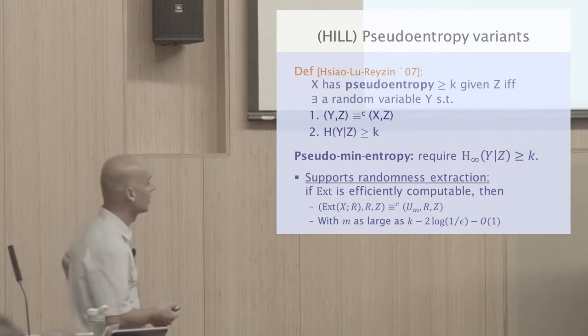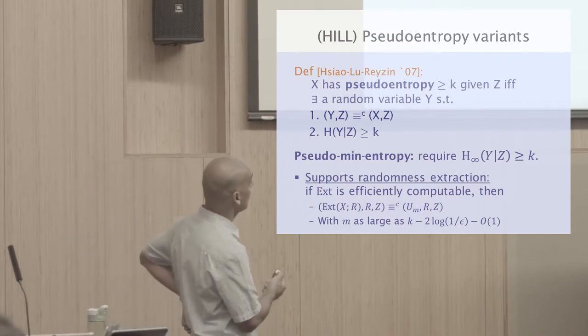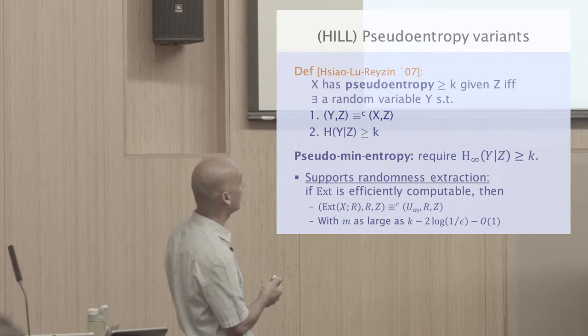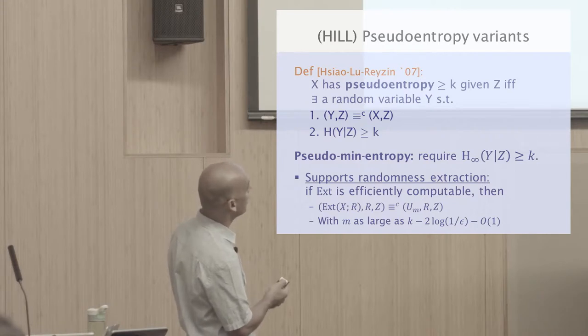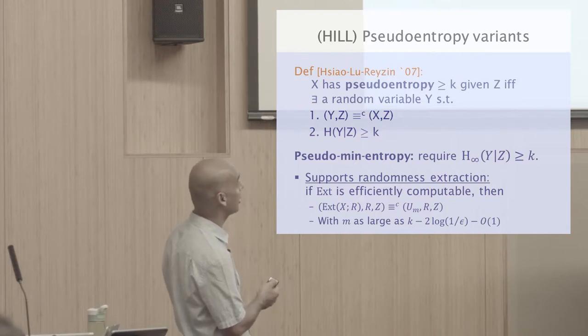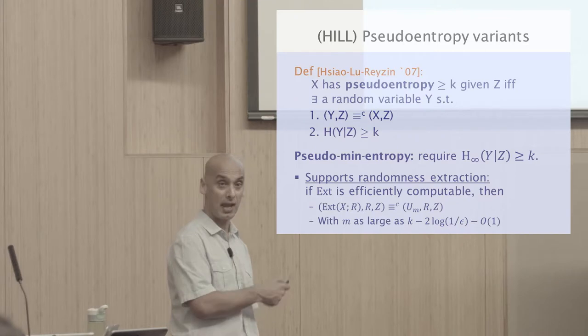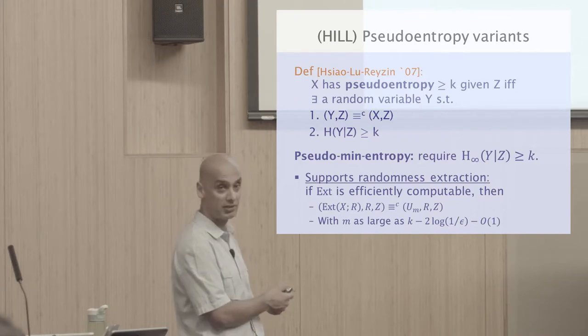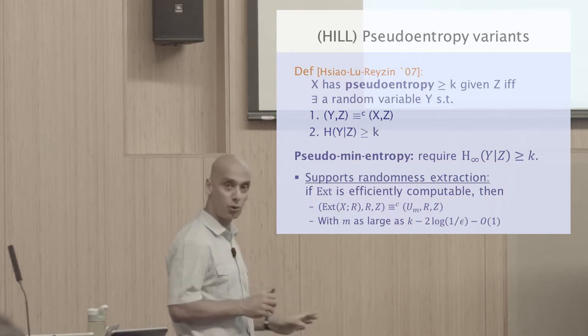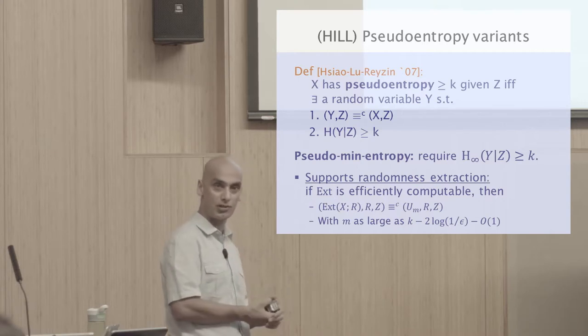And this is a choice. It also makes sense as a definition, and is sometimes useful, to consider a different definition where we say there exists a pair of jointly distributed random variables y and z prime such that y z prime is computationally indistinguishable from xz, and the entropy of y given z prime is at least k. But this is the one we'll work with in this tutorial, and it comes up in the constructions that we'll be talking about.